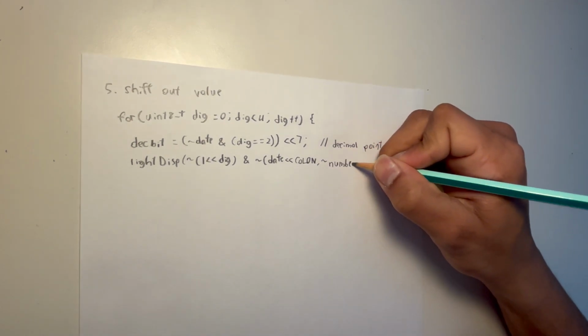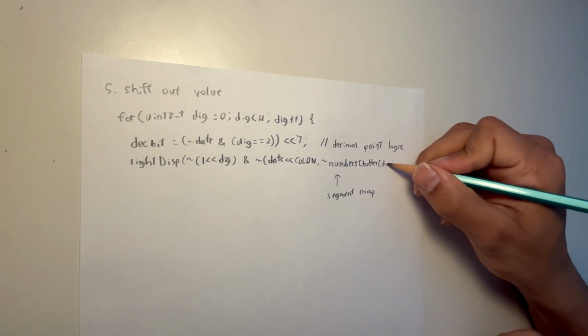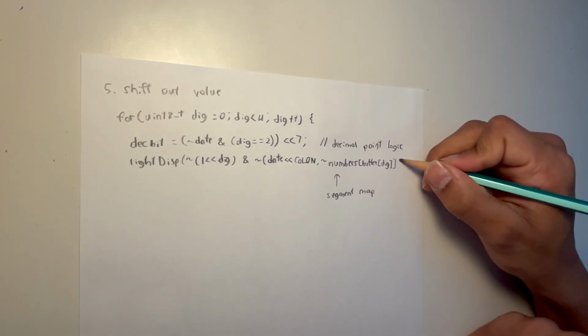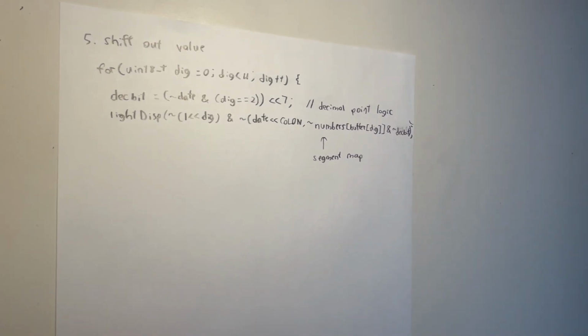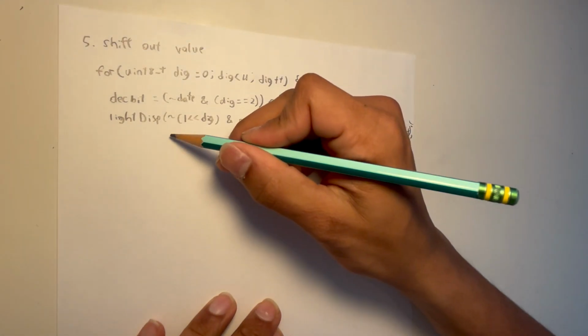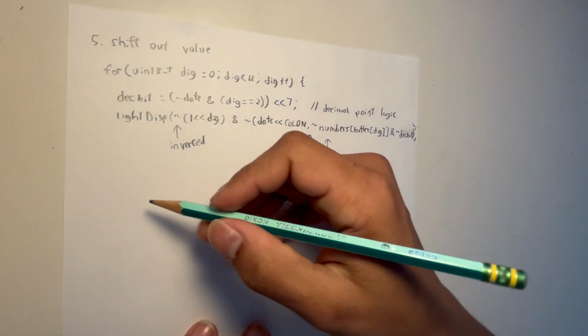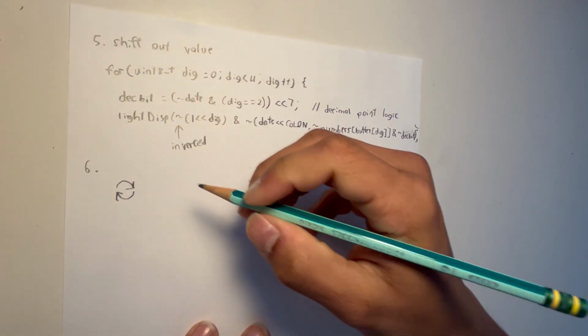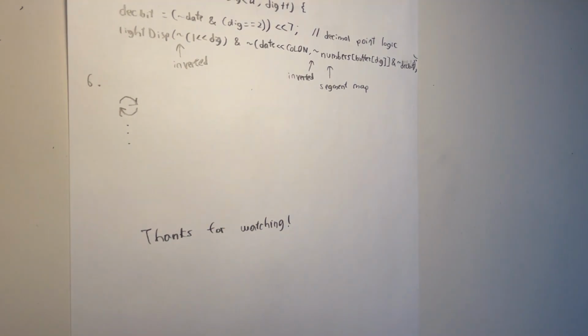Next, the cathodes are shifted out. An array-based segment map called numbers is given the values stored in the buffer, which maps the segments to a digit. It's also compared to dec bit to turn on the decimal when showing the date. The whole cathodes are inverted since a path to ground activates a segment. This entire process is repeated many times per second. Thanks for watching. That's how the tiny clock works.